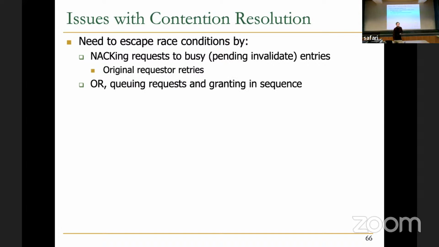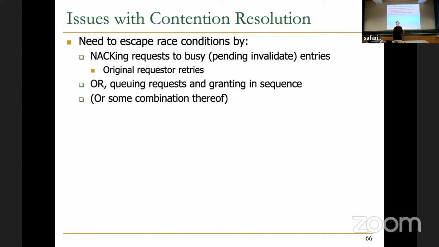So in this case, original request or retries. Or you can buffer the request, as I said. You can queue the request and grant them in sequence, some sort of sequence, maybe in the order that you have received them, or some combination thereof. Because what if your buffer becomes full? What do you do at that point? You start NACKing, of course.